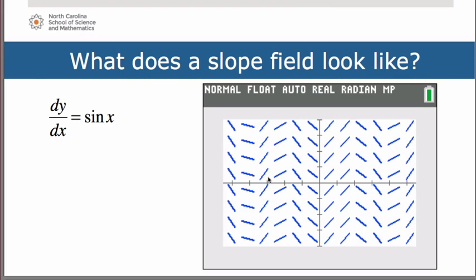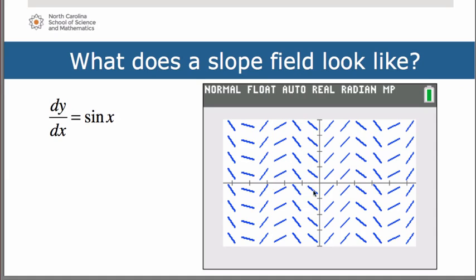The way in which these little slope cuts, as we call them, are determined is by substituting into the differential equation the x value from the graph, because this differential equation only has x's in it. That's why we would be substituting x values. From that, we would obtain the slope at that particular x value.